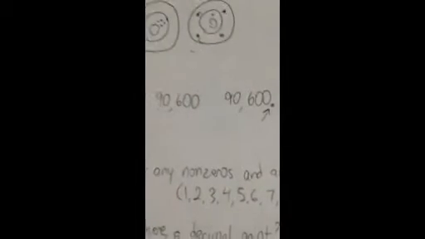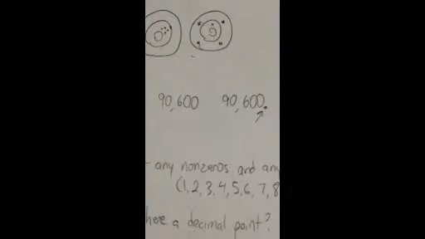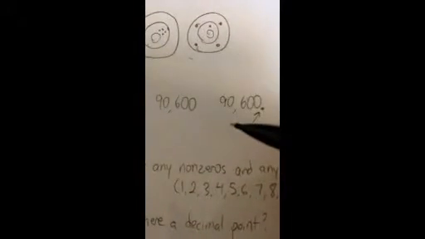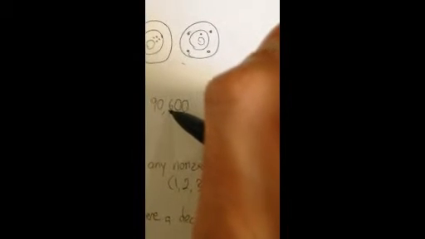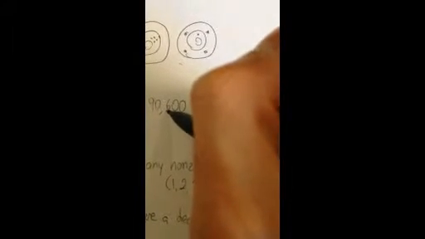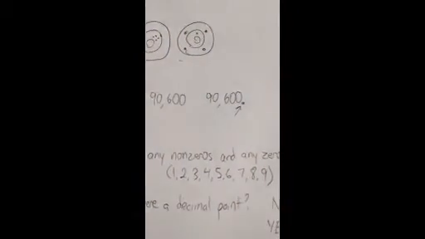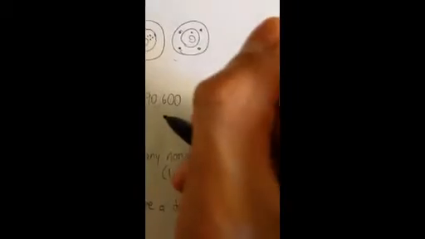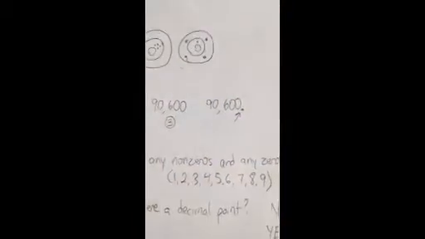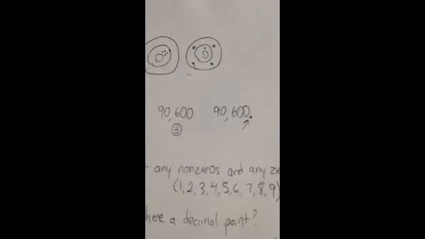So for these two numbers, step 1, we count non-zero digits. Here's one, and here's another one, and any zeros in between non-zeros. That would be this one. And then, is there a decimal point? No. We're done. There are 3 sig figs in this figure.